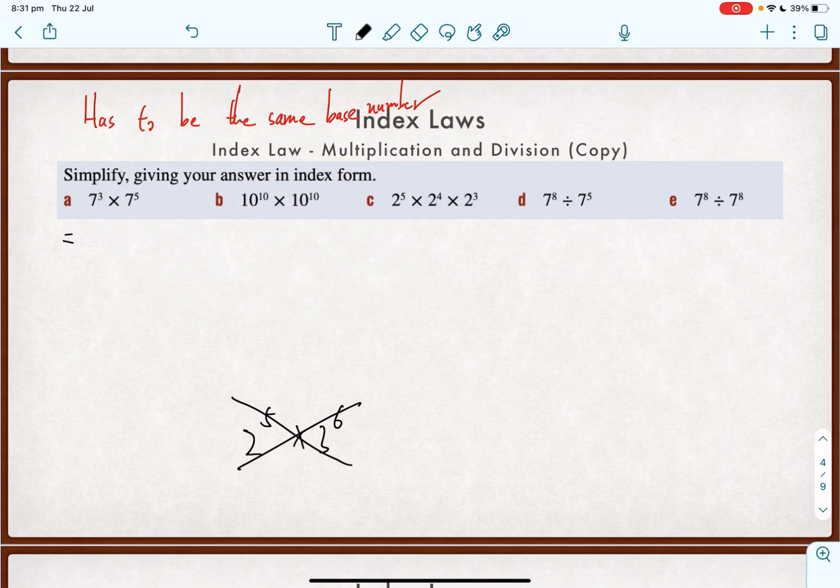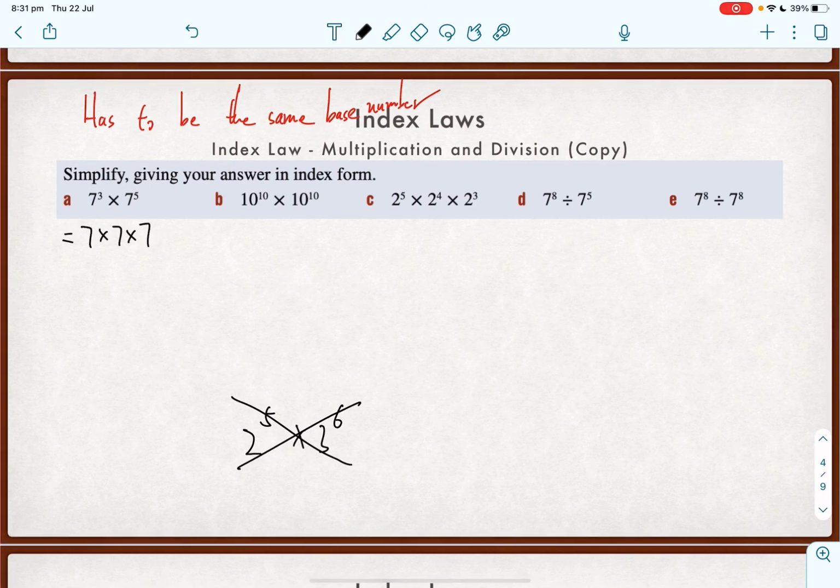So I'm going to expand it first, see whether you can work out the rule. Okay, so 7 to the power 3 means 7 times 7 times 7. Okay, and then 7 to the power 5 means 7 times 7 times 7 times 7 times 7. So you've got 3 here, you've got 5 here. Yeah, so in total we've got eight 7s, so 7 to the power 8.